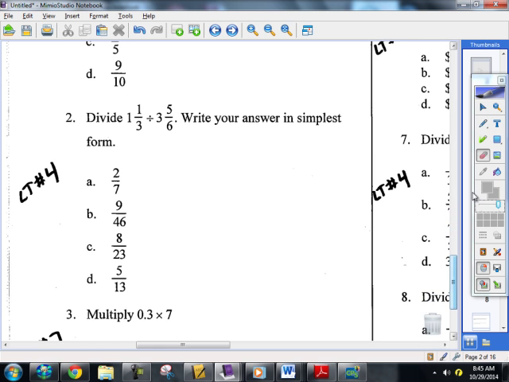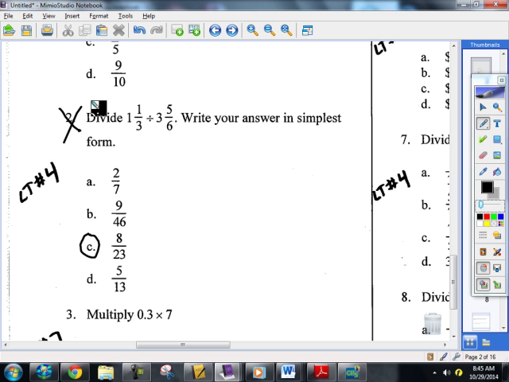Similar type of problem here, only now they're both mixed numbers. I will tell you that the correct answer is C. So go ahead and give yourself a check or an X on your learning targets for learning target number 4. And if you missed it, make sure you put an X through the actual problem also.